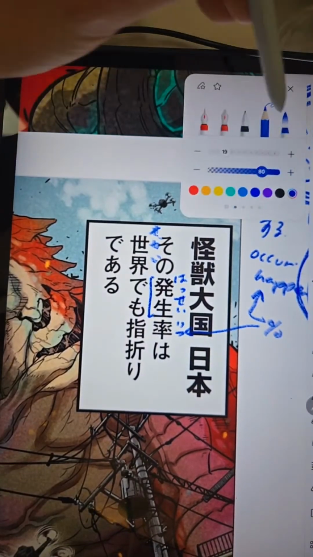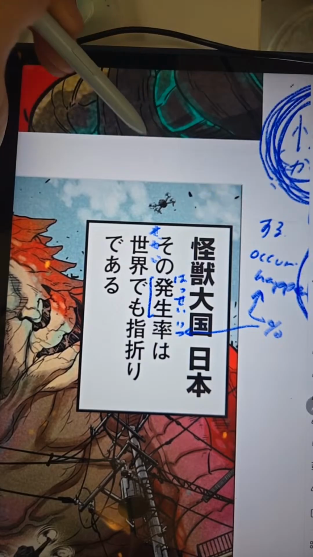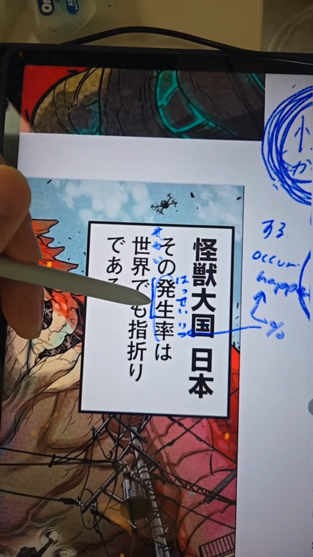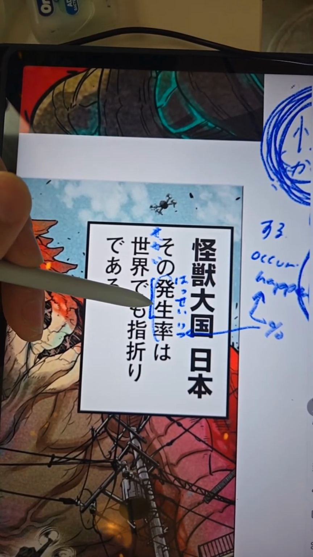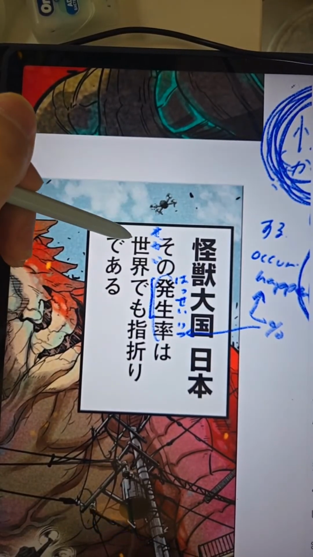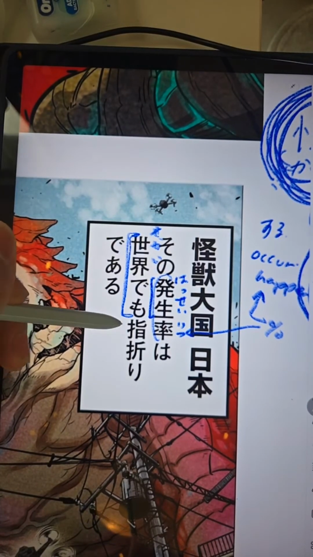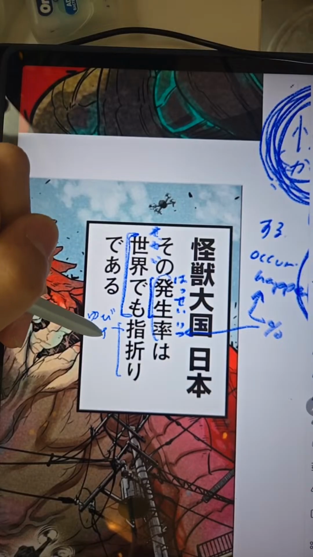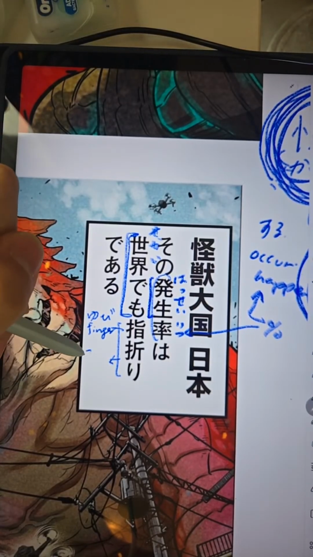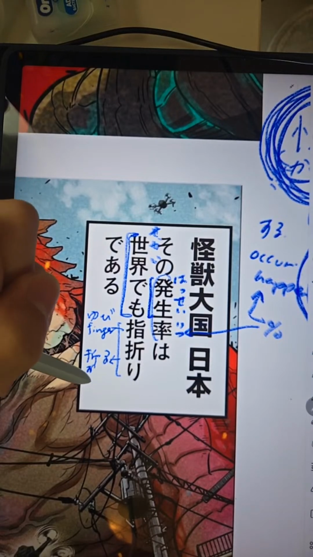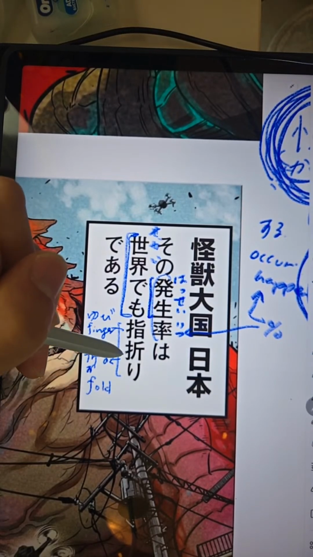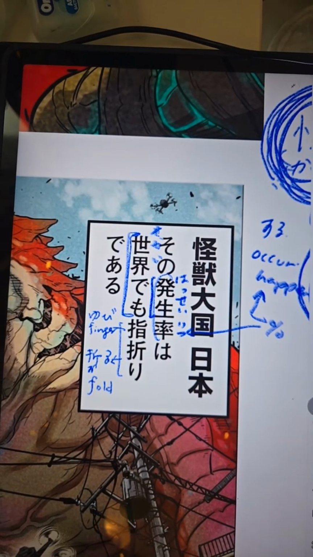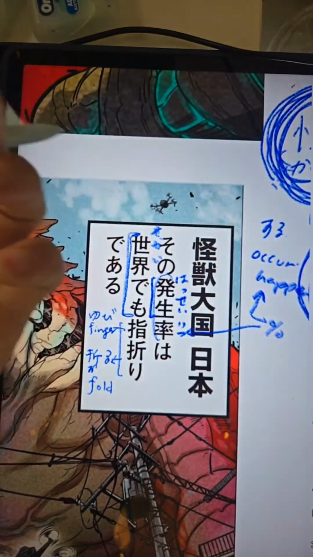Let me just make it a little bit smaller. The rate of monsters occurring or being born は even in the world. 指折り。はい。指 means fingers. 折り comes from the verb 折る, to fold. So 指を折る could mean to break one's finger or just folding a finger. What does 指折り mean?